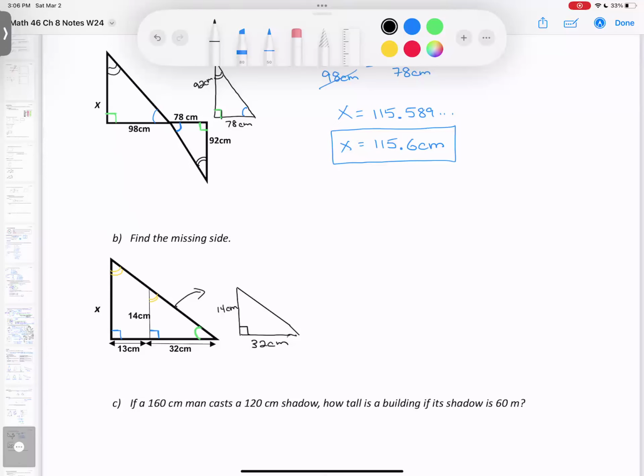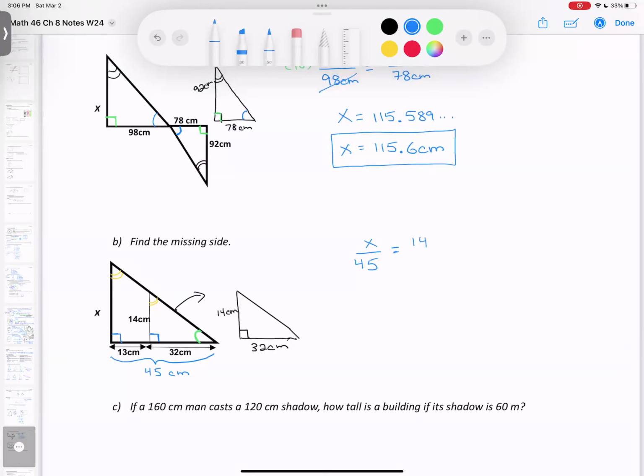Okay, so hopefully you had a chance to pause this video and try this one on your own. One extra challenging part of this is that this side length, we don't know, but we know that it's going to equal the sum of 13 and 32. So this side length here is going to be 45 centimeters. So then when we set up our ratio, we could say x over 45 is going to equal, so now we want to look at the corresponding sides, that would be 14 over 32. And so now we can multiply both sides by 45.